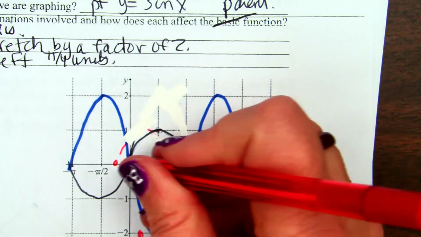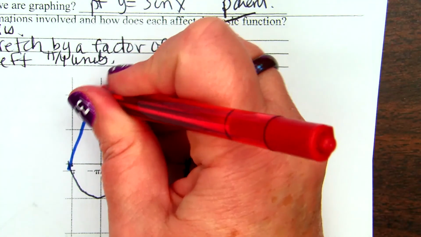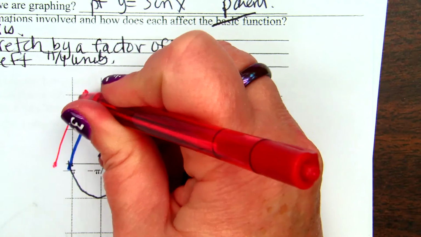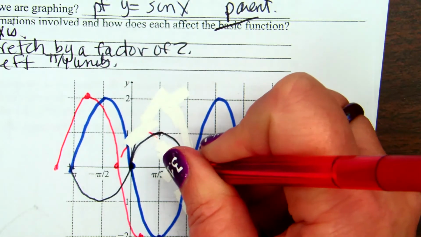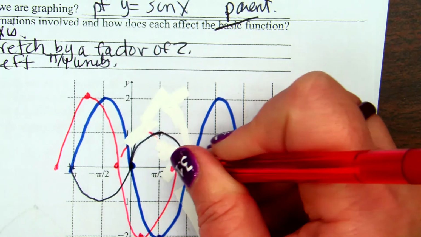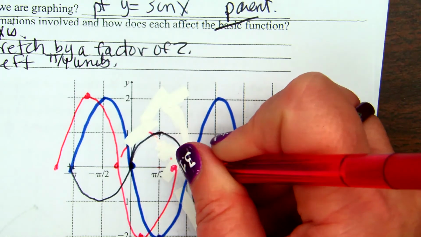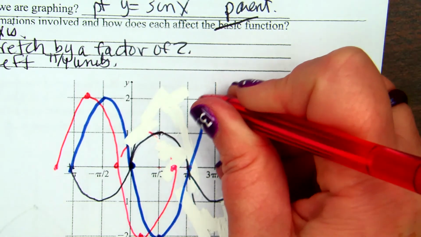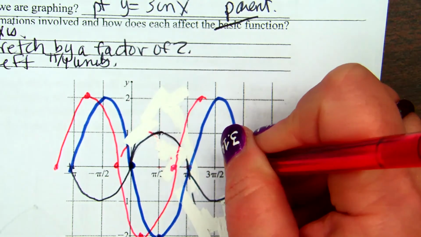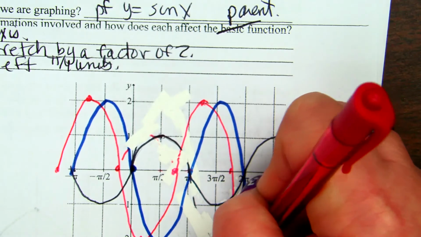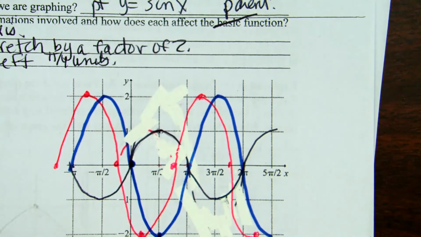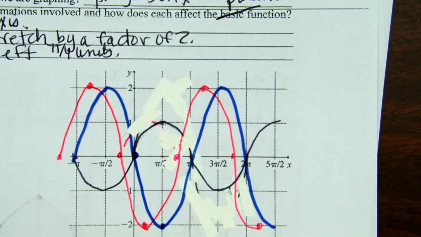So this goes halfway, this goes halfway, that goes halfway. So we go like this and this. This goes halfway between 0, pi over 2 and pi. This goes halfway, that goes halfway, and that one goes halfway. So the red graph is the final graph.